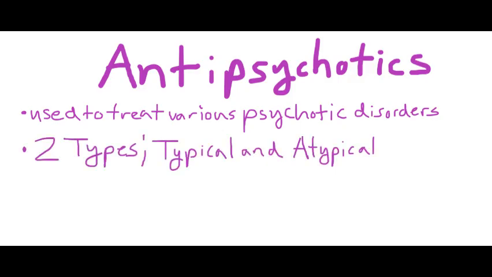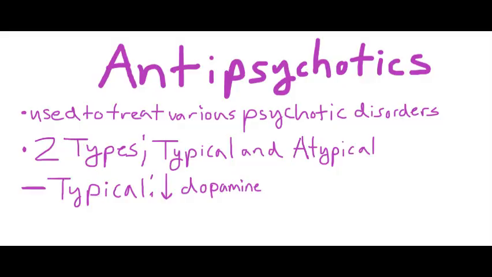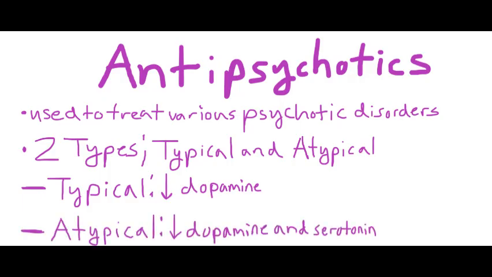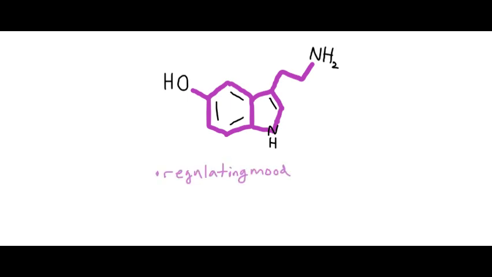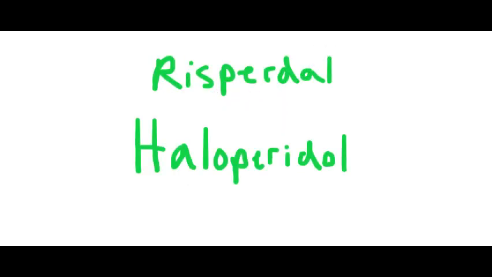Abilify is part of a class of drugs called antipsychotics. Antipsychotics are used to treat various psychotic disorders. There are two types, called typical and atypical. Typical mainly decrease a neurotransmitter called dopamine, which we will talk about later, while atypical decrease serotonin as well, in addition to the dopamine. Serotonin is responsible for regulating mood. Also, some examples of antipsychotics other than Abilify are Risperdal and haloperidol.